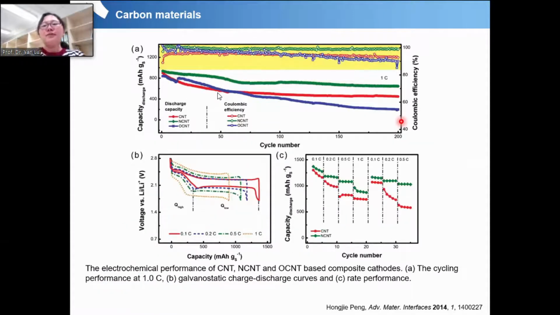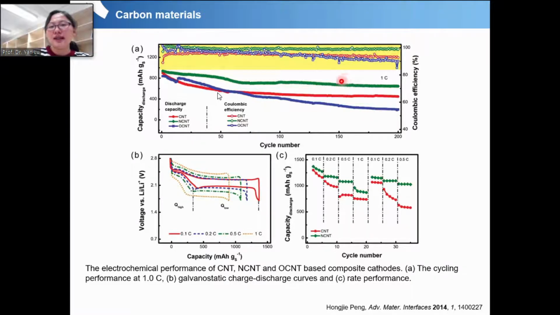So then they do this electrochemical test for their battery system. You can see the green line is nitrogen-doped carbon nanotube, the red line is normal carbon nanotube, and the blue line is oxidized carbon nanotube. And of course, the oxidized carbon nanotube will show the worst performance, because by oxidization you will lose the better electroconductivity of the carbon nanotube. That's why they show the worst performance.